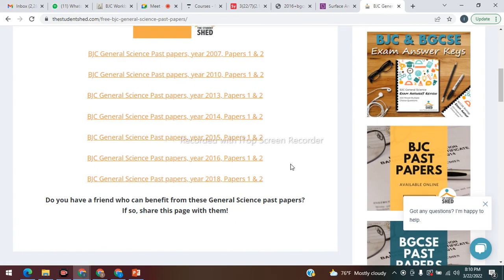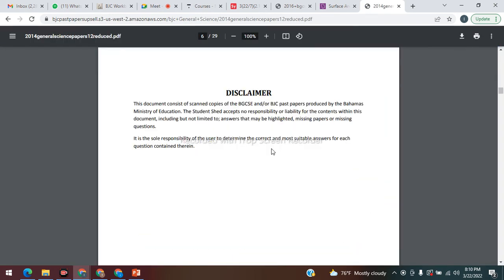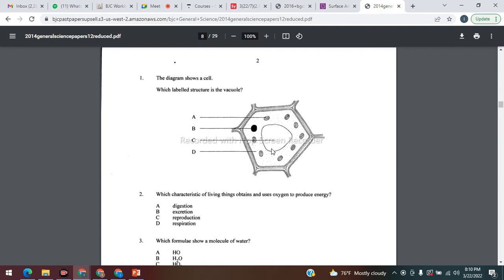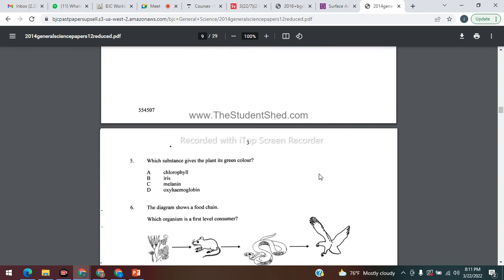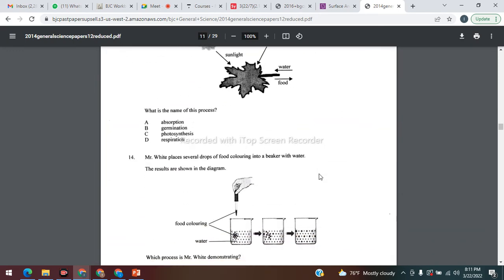BJC general science. I think we started 2014. That's what we were on, right? Yes, we were on this one. And Kennedy thought that was animal cell. Alright, so this is General Science, 2014. Okay, so let's move on. We did all these questions already. I can't remember where we ended though.